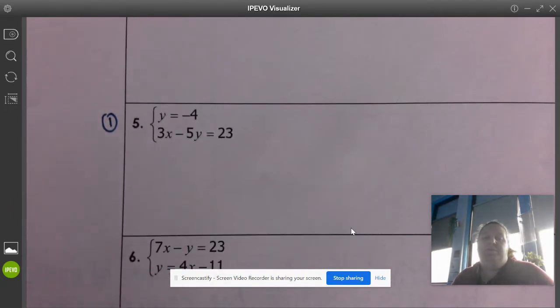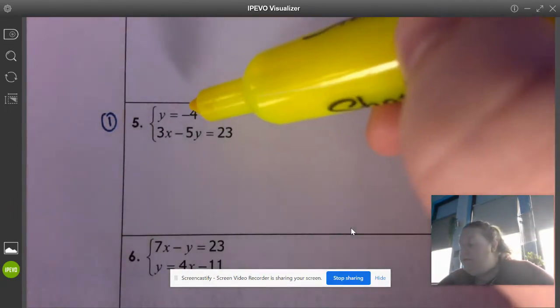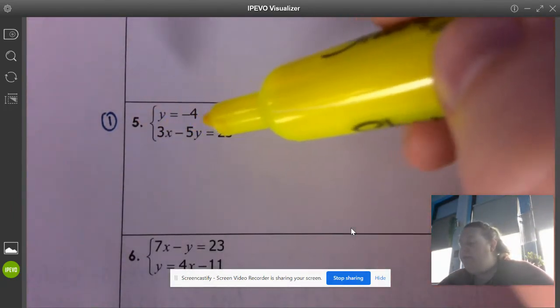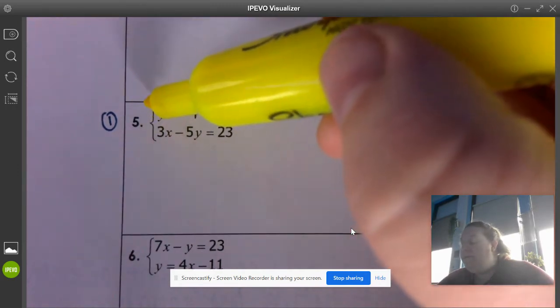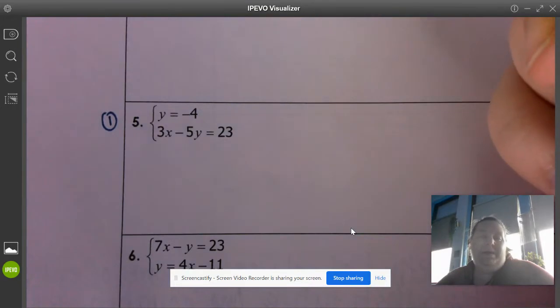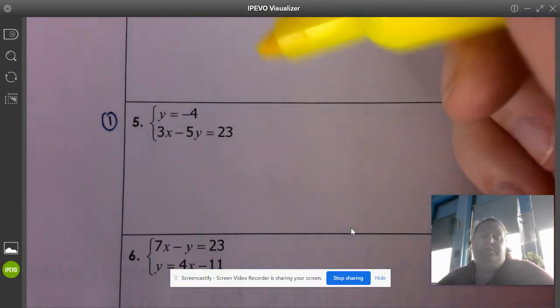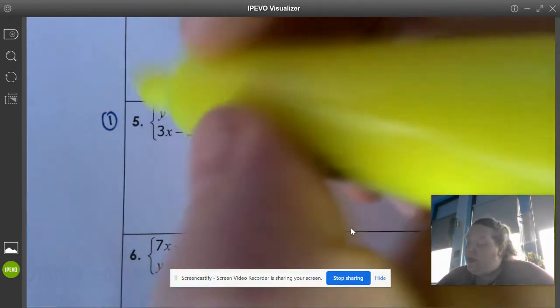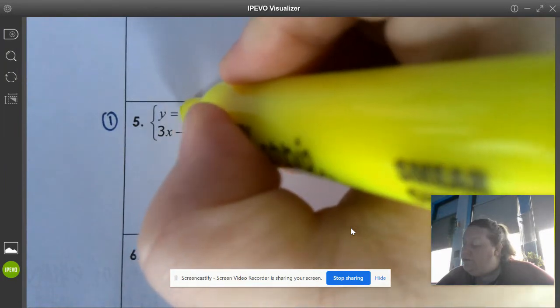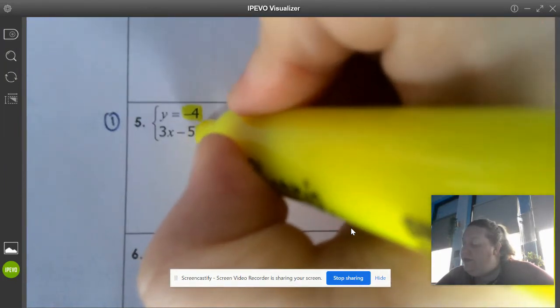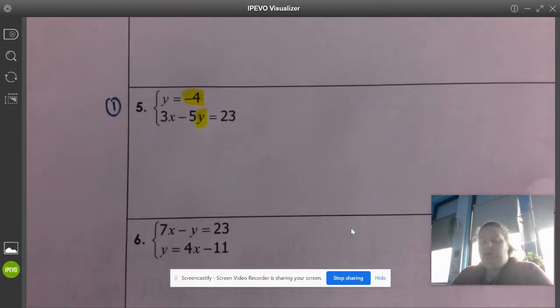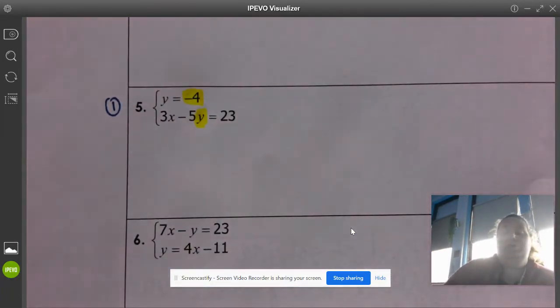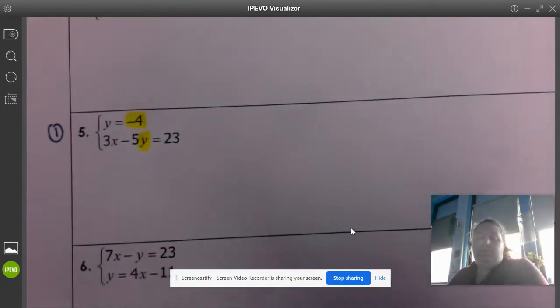Starting with number 5, I have y equals -4, and then 3x minus 5y equals 23. That means the first equation is already telling me what the value of y is. It's -4. So I'm going to use a highlighter and highlight what it's equal to, and then highlight what it's going to replace or substitute in the next equation. That way we can solve for x.